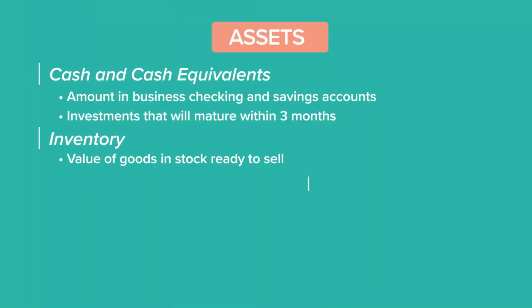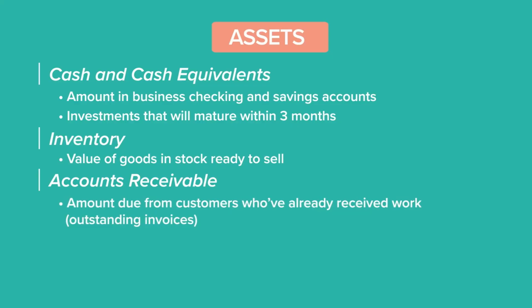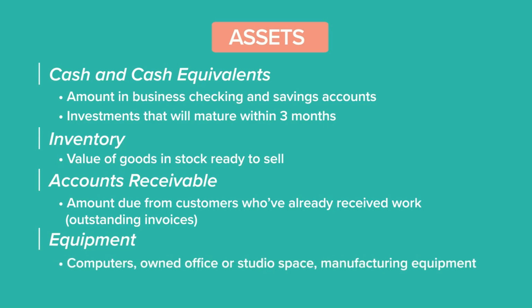Another item in assets is accounts receivable, which shows how much money is due from customers for work you've already done, including outstanding invoices. Finally, there's equipment. Sometimes these are separated out into long-term assets, if they are things that cannot be readily converted into cash, like computers, owned office or studio space, or manufacturing equipment.